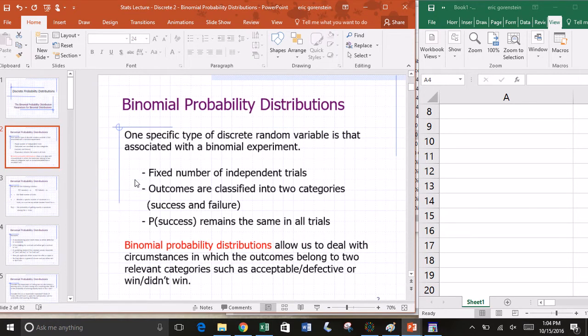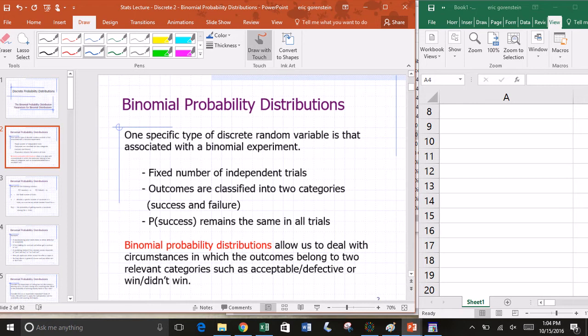So a process or an experiment is said to be binomial if it meets all of these criteria. For a process to be considered binomial, there must be a fixed number of independent trials. So we need a fixed number. Basically, criteria number one is a fixed number of trials.